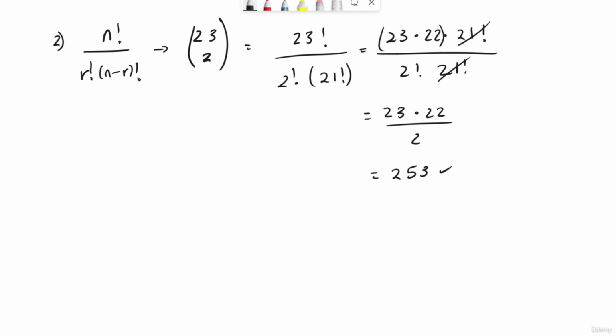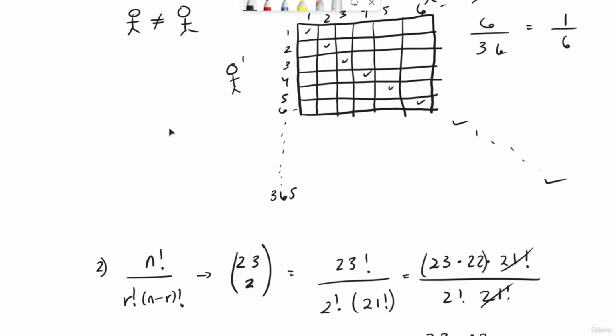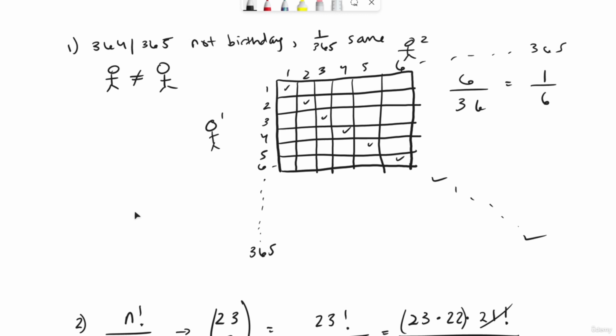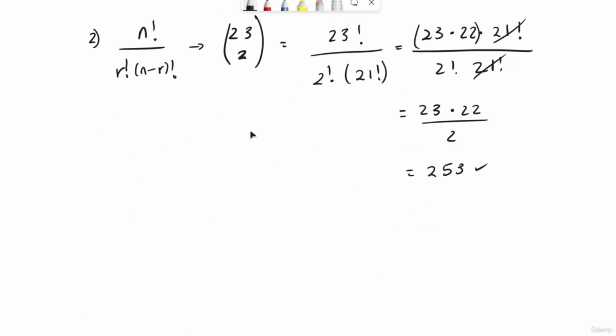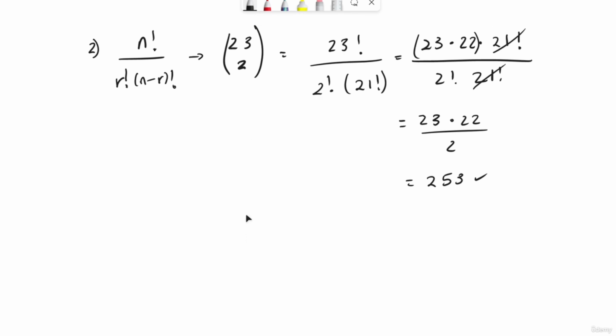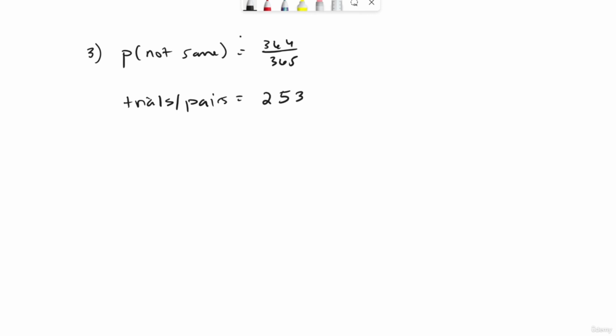Now, that is how we got the number of pairs. We know how they came up with 364 over 365 by this example. We now know how they came up with how many different combinations of people, or pairs in our case. And so we need to put this together into figuring out how they came up with this 50% number. Well, we do know that the probability of not the same is going to be 364 over 365. We know how many trials slash pairs we have. We have 253. Okay, so let's simplify this real quick, and let's imagine that we're talking about a coin flip.